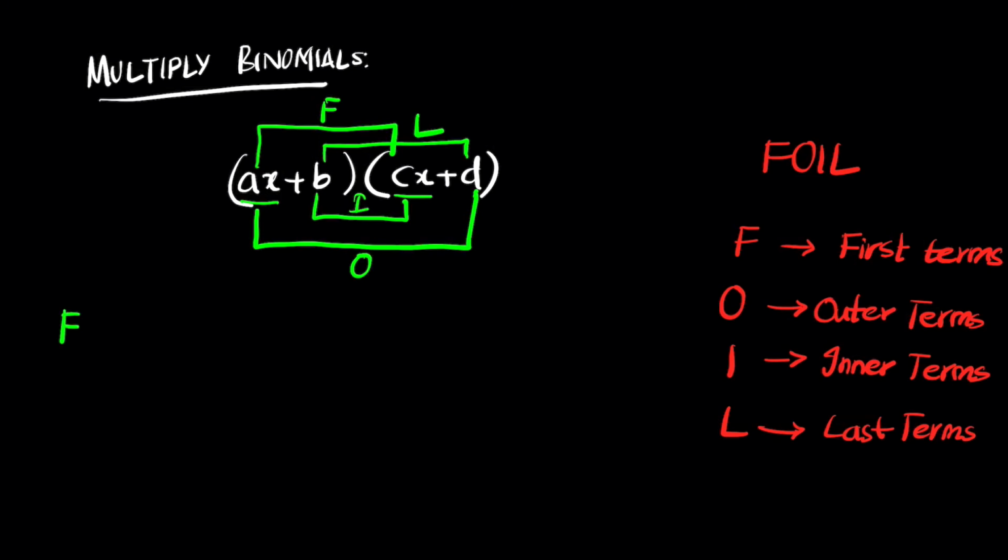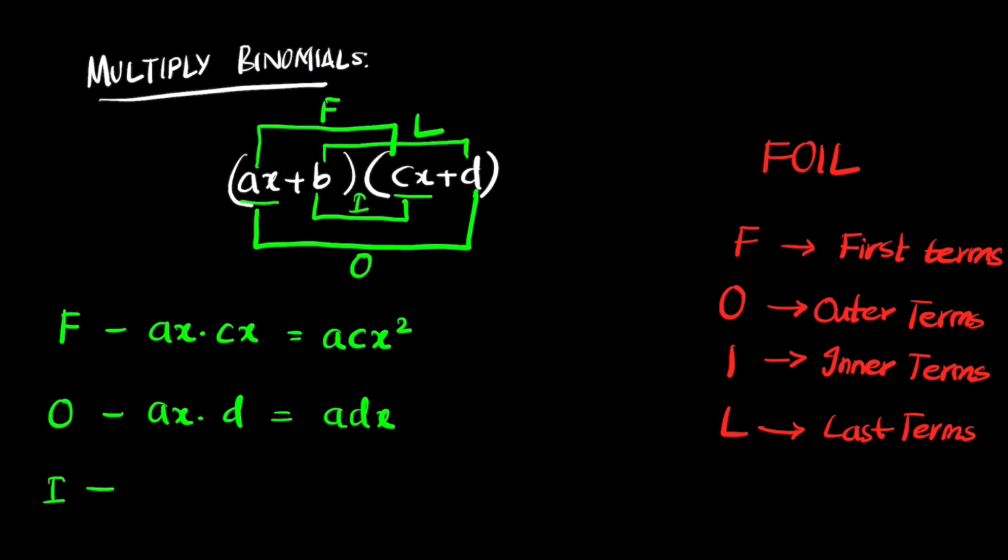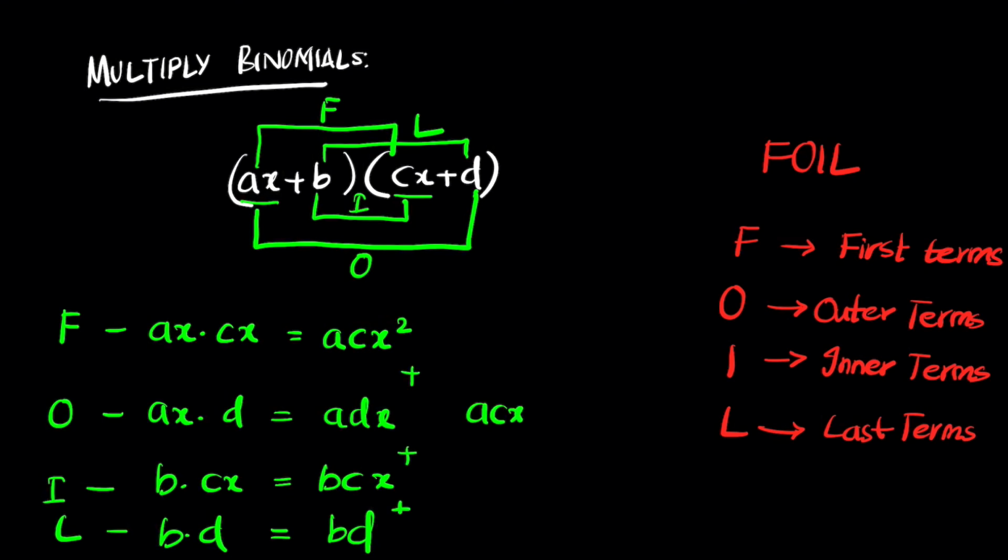When you multiply the first terms, you get ax times cx, that becomes acx square. The outer terms, you get ax into d, that becomes adx. Inner terms is b into cx, that becomes bcx, and the last terms is b into d, that is equal to bd. Now add all of them up, so that becomes acx square plus adx plus bcx plus bd. Let's take a simple example of this and try to find the answer.